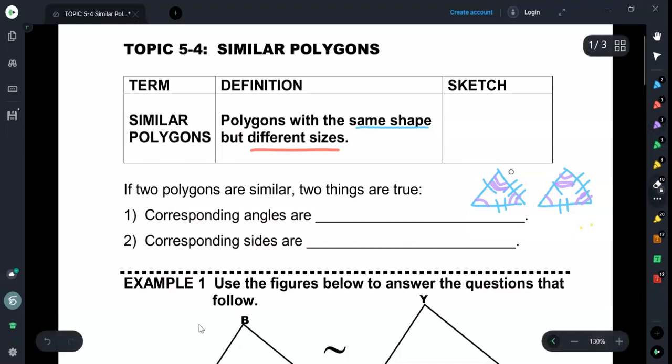When we talk about similarity, we're not talking about the same size. We're only talking about shapes. So let's look at similarity with shapes.